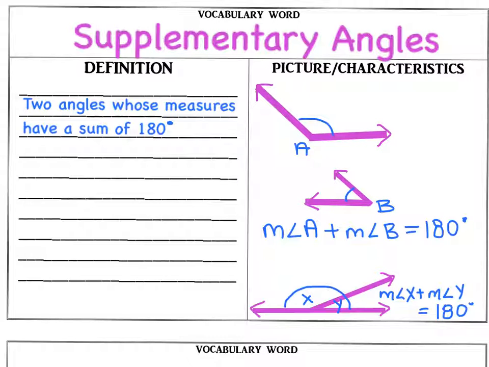Sometimes the two angles are touching. They're next to each other. And we have a name for that. We're going to get to that at another time. But this angle plus this angle, the measure of angle X plus the measure of angle Y, would equal 180. You're working with supplementary angles.